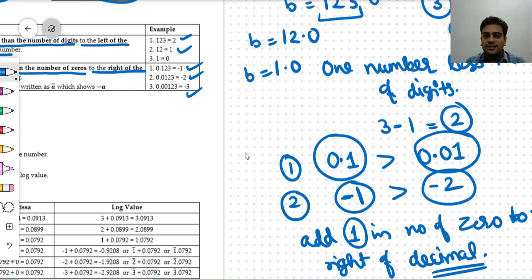If your number is 1 digit, the characteristic will be 0. If 2 digits, the characteristic will be 1. 3 digits, the characteristic will be 2. Right? Because the number of digits to the left is equal to 3, so 3 minus 1 means 2.